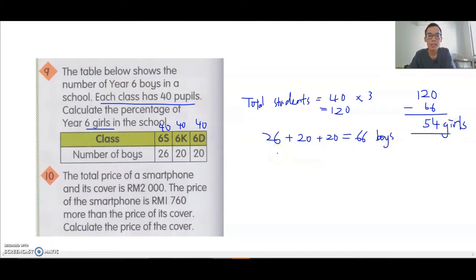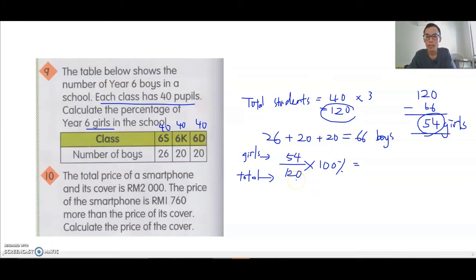Find the percentage of girls in the school. So percentage of girls. So girls you put on top in a fraction over the total students, 120. Okay, girls, to find the percentage, you put the item on top and then the bottom is over the total, 120 students. So how do you find percentage? You times 100%.